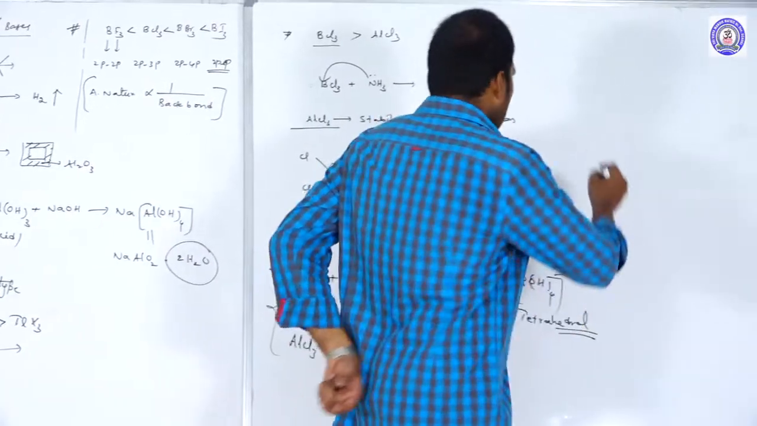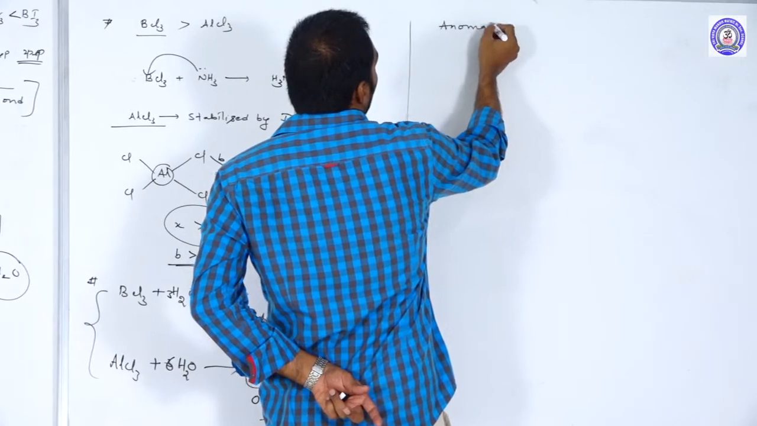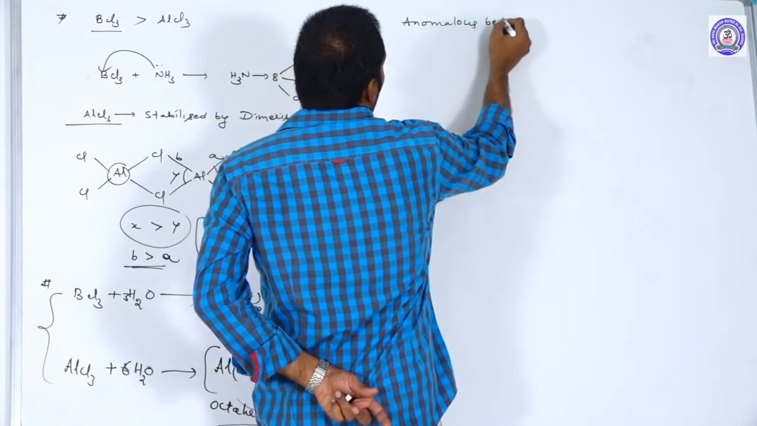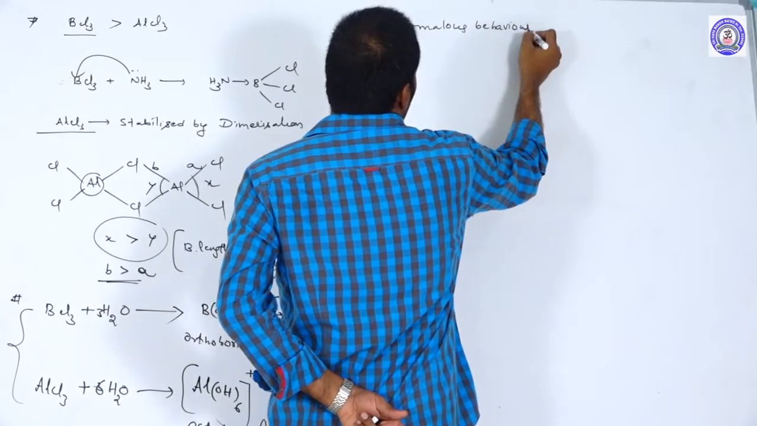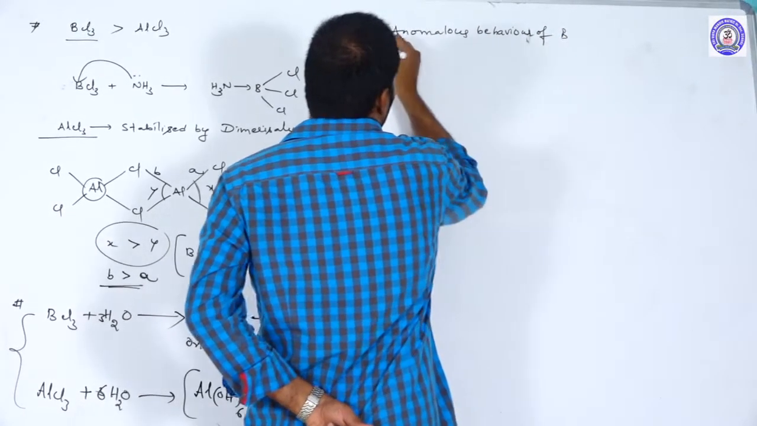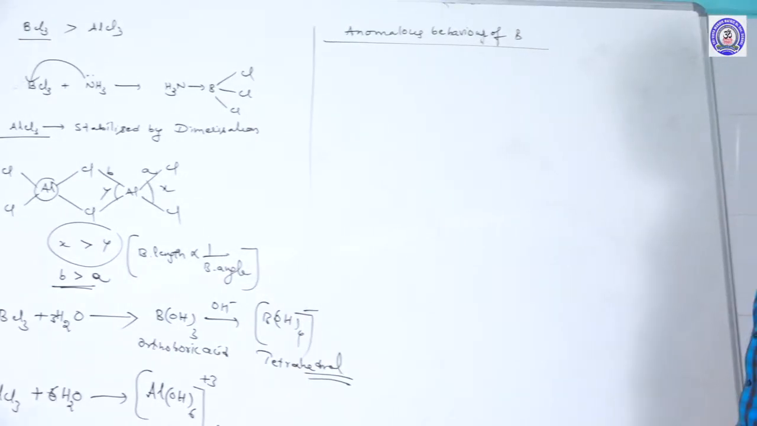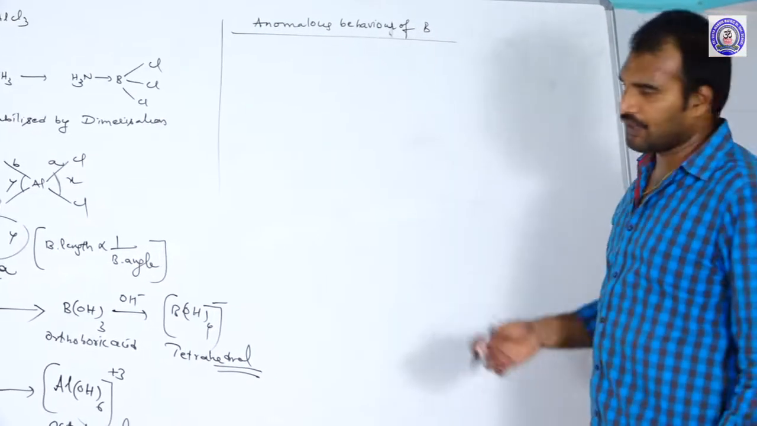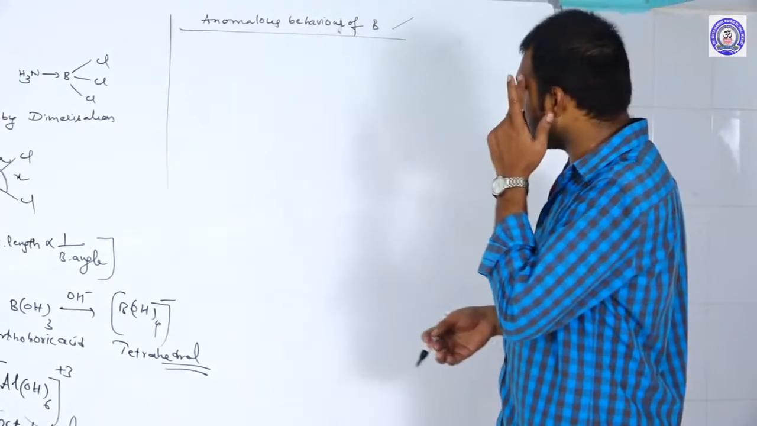Let us discuss the anomalous behavior of boron from the 13th group elements. That means, what is the different behavior of boron from the other group members? What is the main reason why boron is showing differences from the other group members?